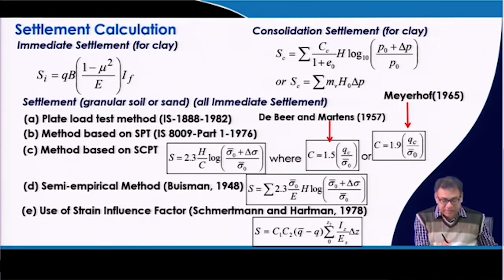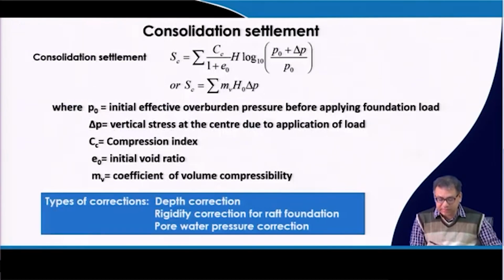So, I have discussed the immediate settlement for clay. Now, the consolidation settlement. This is the equation by which I can calculate the consolidation settlement. This is a very famous equation, and you have done the derivation, or you know how this settlement comes. That is your soil mechanics part, so it will not be discussed here, because we will directly use this equation, but I will explain what the different terms are.